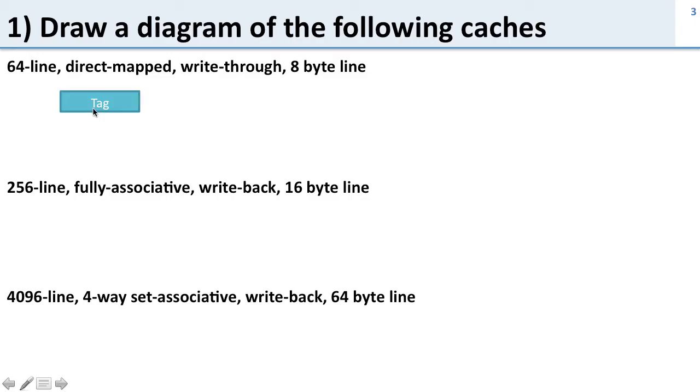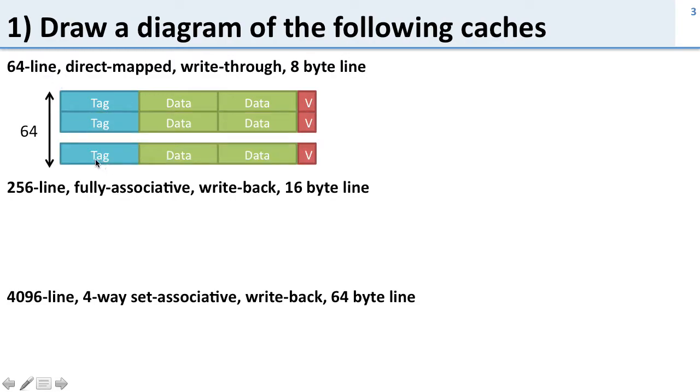So a direct map cache is going to have a tag and it's going to have data. And we have an 8-byte line. That means we're going to have 2 words per line, so 2 data words per line. And we also need to have a valid bit in here to know if this line of data is valid. And we've got 64 of these lines, so this is what our cache is going to look like. 64 lines with 2 words per line, a tag, and a valid bit.